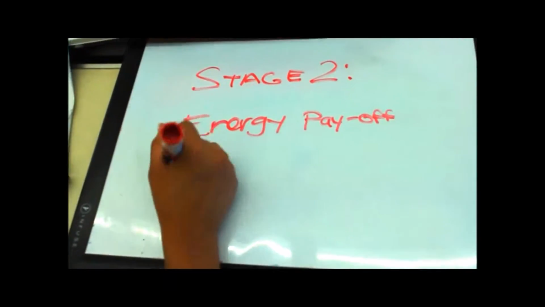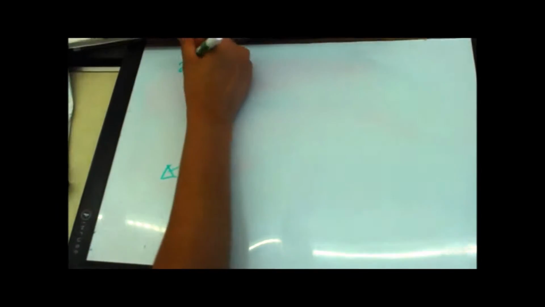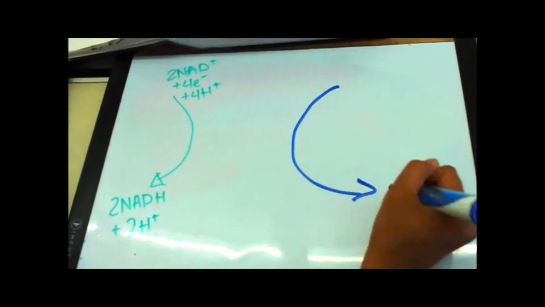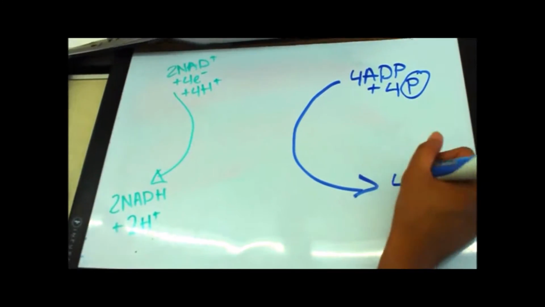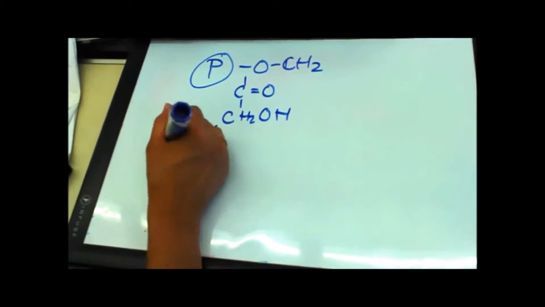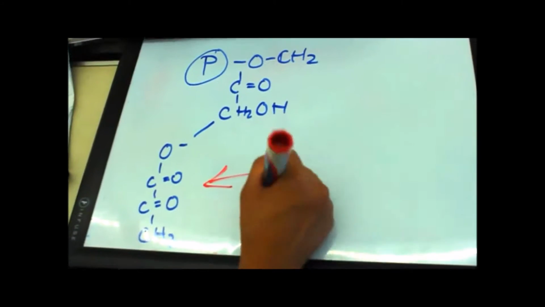So the second stage of glycolysis is the energy payoff phase, and this is when NAD+ is transformed into NADH, and 4 ADP plus 4 phosphates are turned into 4 ATP. So in this stage, the 3-carbon molecule is transformed into a pyruvic acid.